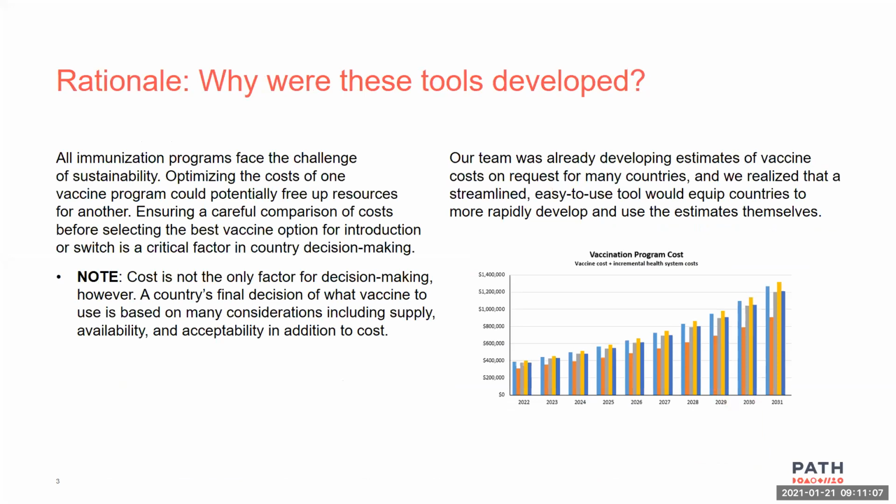So here I want to highlight the note first on this slide and repeat that cost is really only one of the many considerations for decision making. But we do think that's an important one because all immunization programs face a challenge of sustainability, financial sustainability, at one time or another. So the vaccine cost calculators are meant to help with minimizing the cost of your program by selecting the right product, which in this case would be the least costly product for your context.